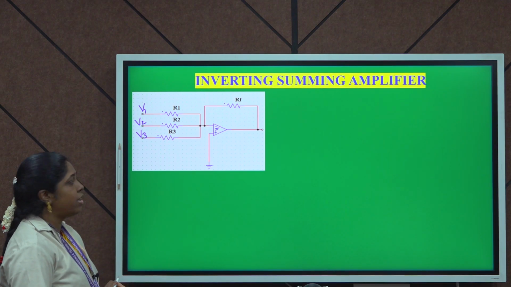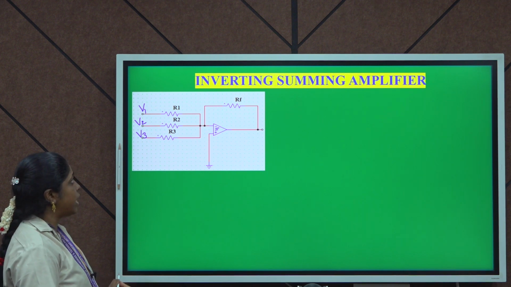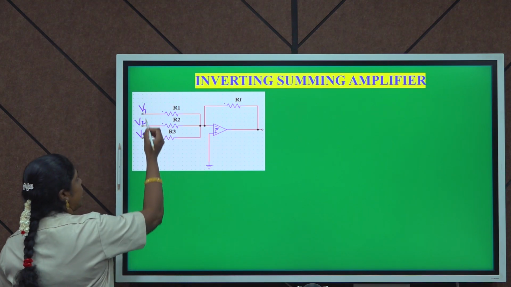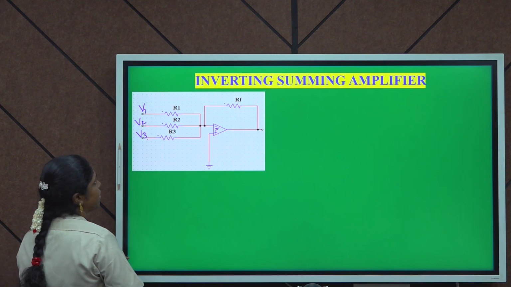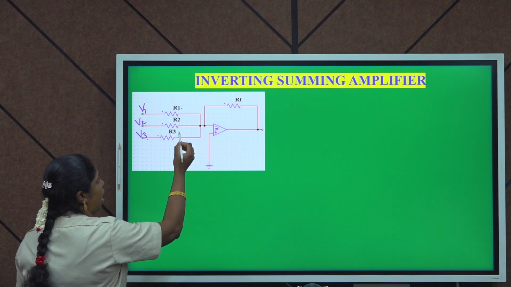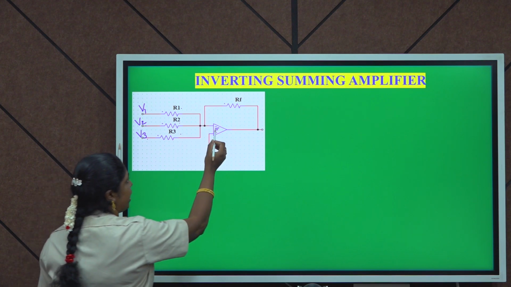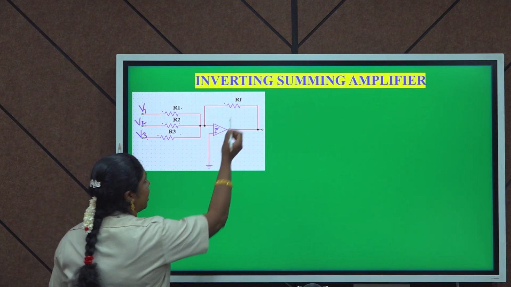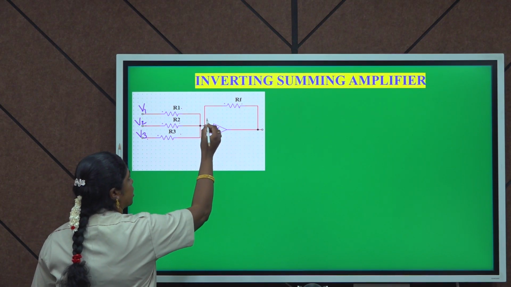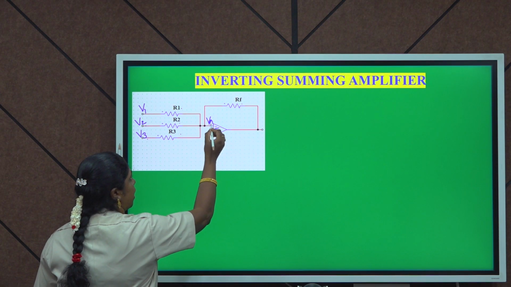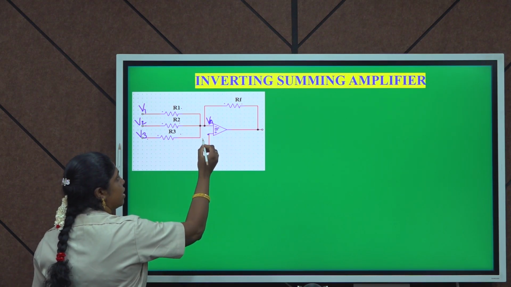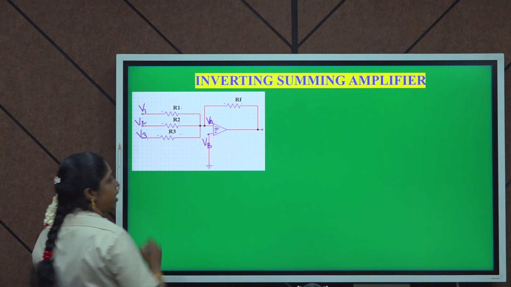So this circuit is an inverting summing amplifier. We have three input voltages V1, V2 as well as V3. All the resistors R1, R2 as well as R3 are connected to the inverting terminal of the operational amplifier. Here RF is the feedback resistor. At this point, we will assume that the potential at point A is VA. At this point the potential is VB.